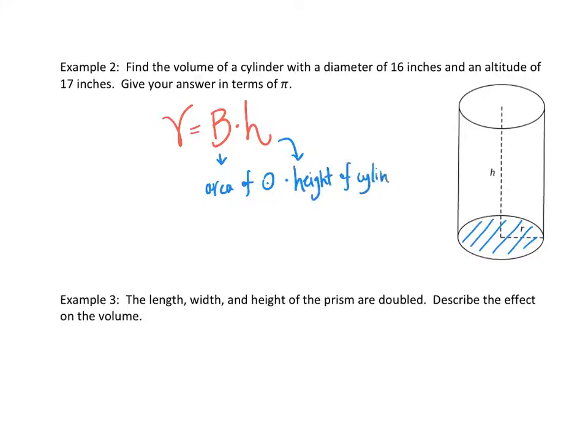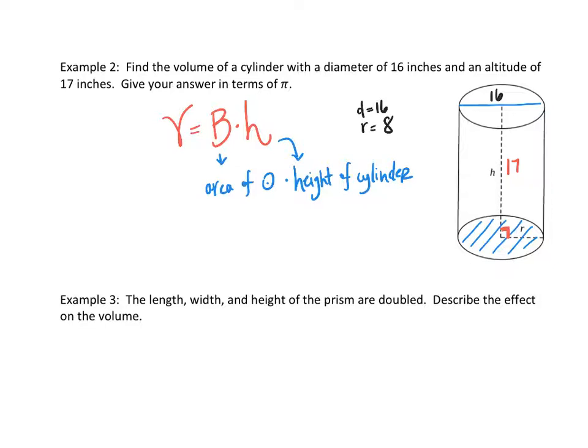So let's see what we know in this problem. It tells us that the diameter is 16, so that's all the way across. The diameter is 16, which means the radius would be half of that. It would be 8. It also tells us that the altitude, which is the height, the altitude forms the right angle. It tells us it's 17.